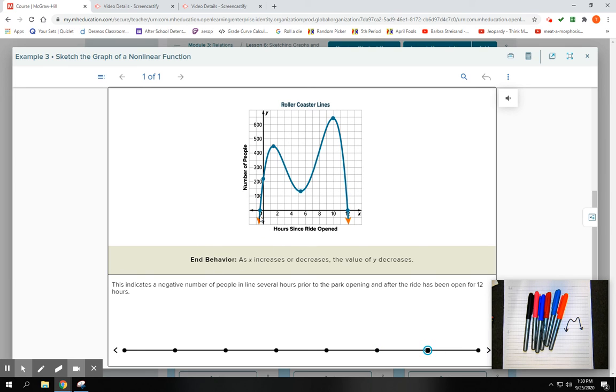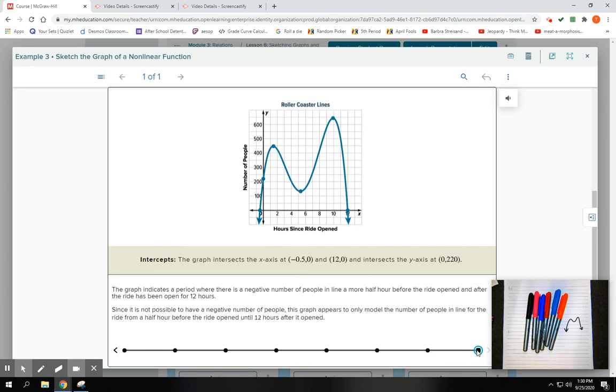The end behavior, it's going to keep going down because no one's in line anymore. And the graph indicates a period where there is a negative number of people in line a half hour before the ride opened and after the ride had been open for 12 hours.